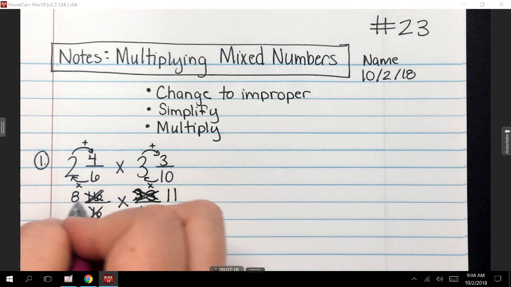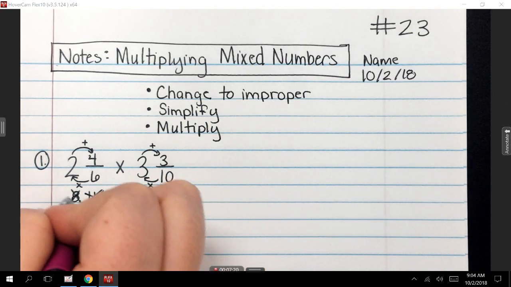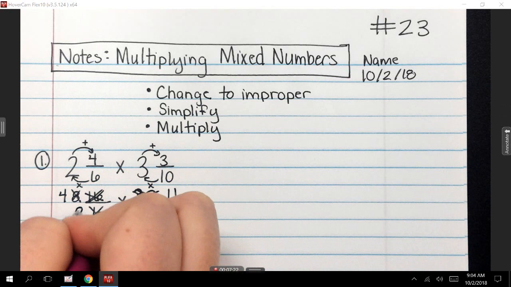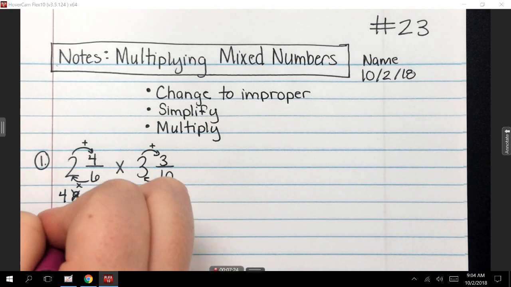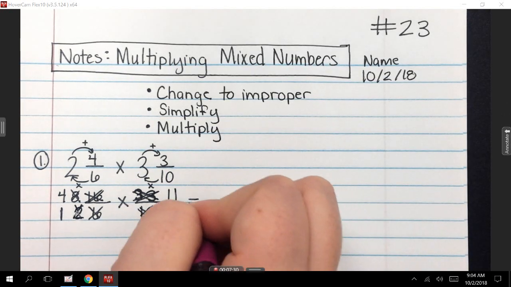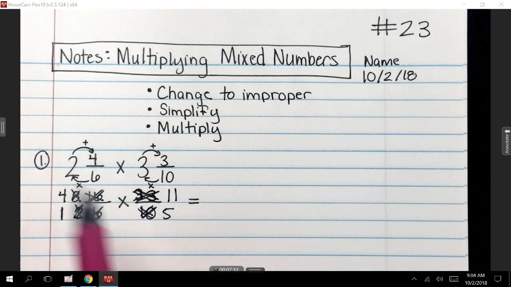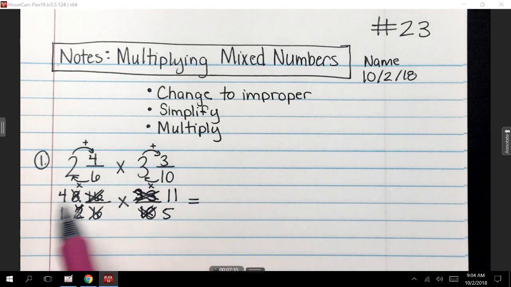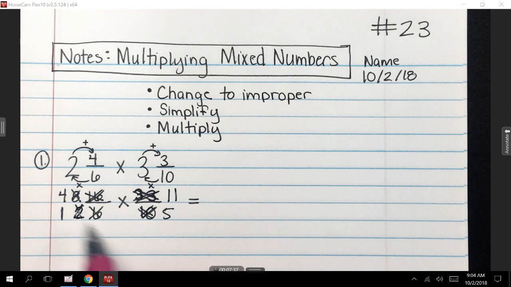So 8 and 2, what number can go into those? 2. 8 divided by 2 is 4. 2 divided by 2 is 1. All right. Will anything else simplify? No, okay, so now we're ready to multiply. Guys, you see, I like having my lined paper because I have more space to go from side to side.